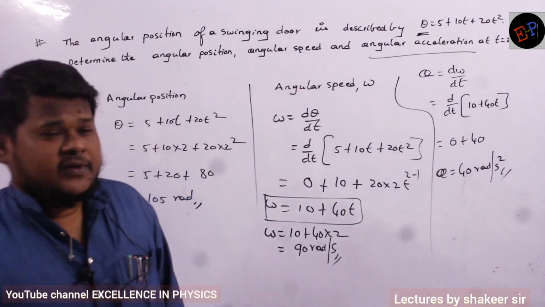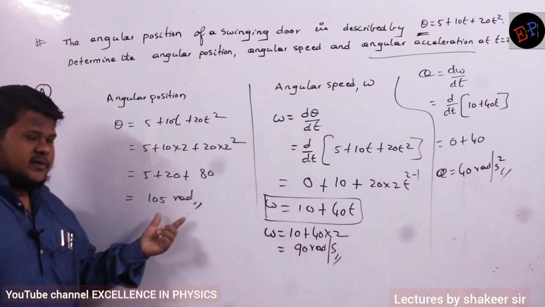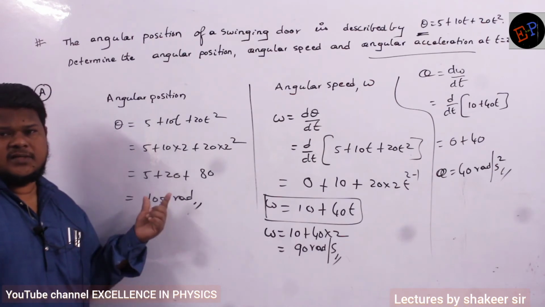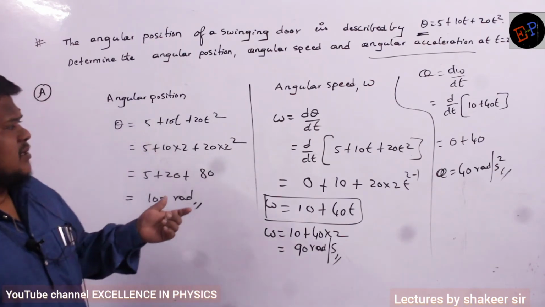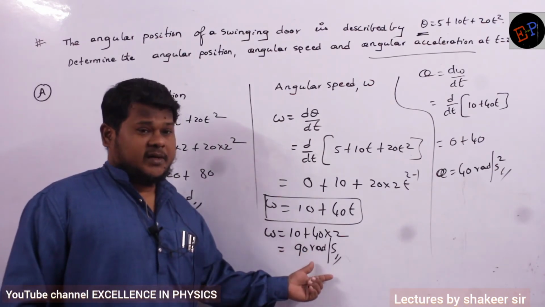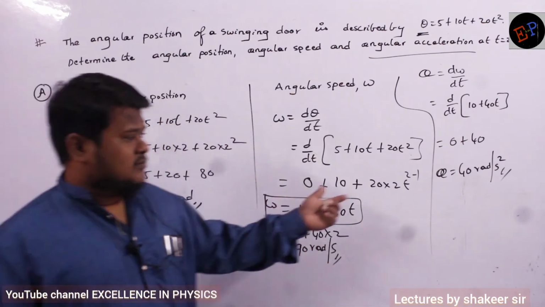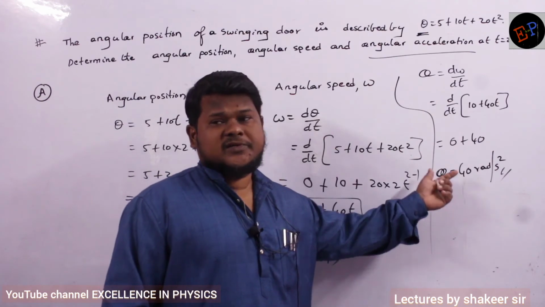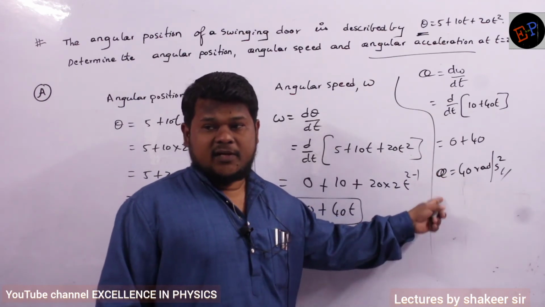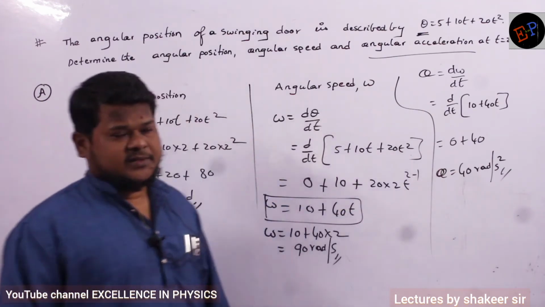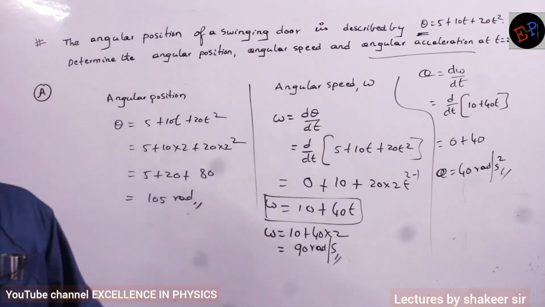So we know the unit of displacement is meters; in angular motion it is radians. For velocity it is meters per second; in angular motion it is radians per second. In linear motion acceleration is meters per second square; here it is radians per second square. That's it. Understood now? Just like linear motion.